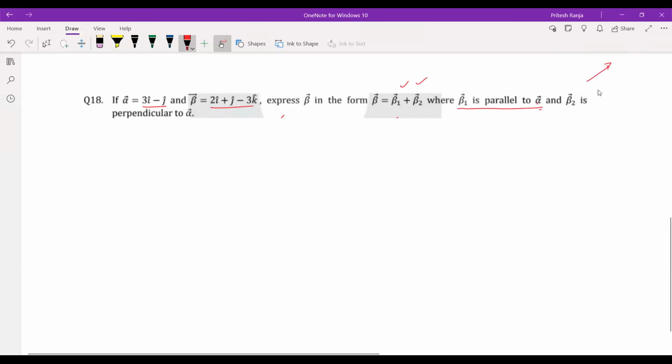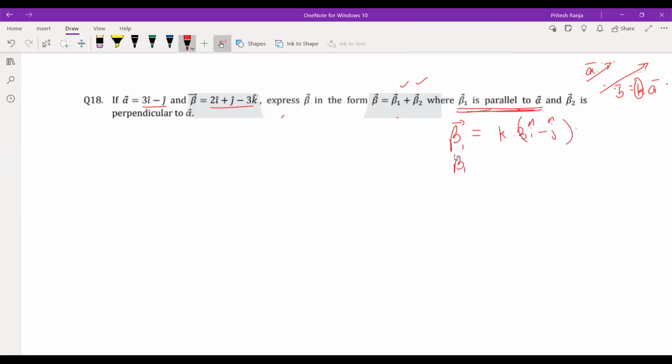So just observe, if two vectors are parallel, their directions are the same, they will only differ in terms of magnitude. So let us say this is vector A, this is vector B. How can I relate them? I can say vector B is k times vector A, where k is any constant. A constant is a magnitude, right? They will only differ in terms of their magnitude because the direction will be the same. So it is given beta 1 is parallel to alpha vector, so I can write beta 1 vector as k times alpha vector, and alpha vector is 3i minus j cap.